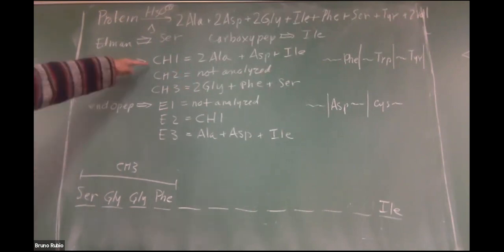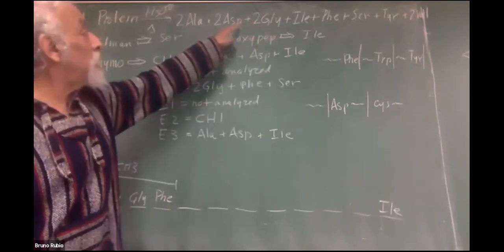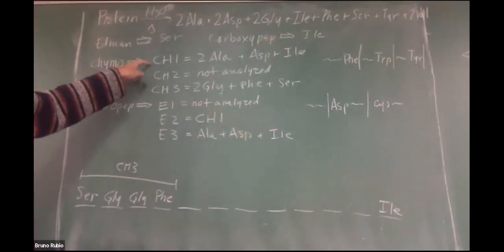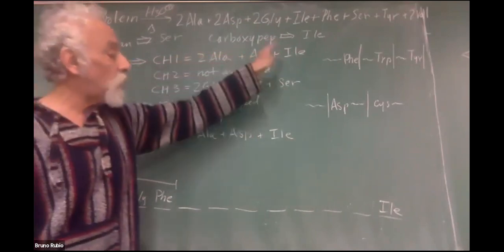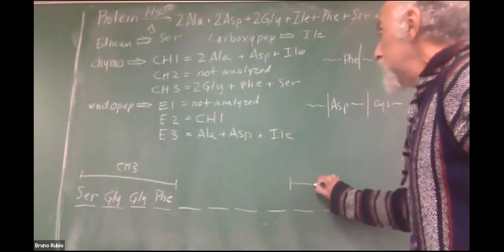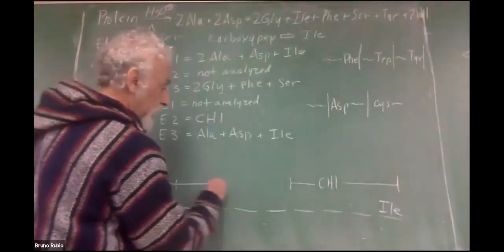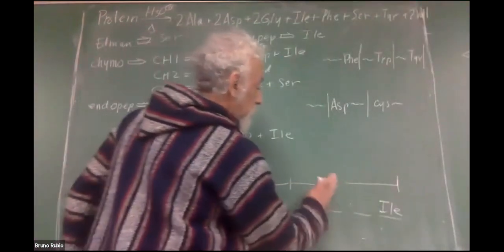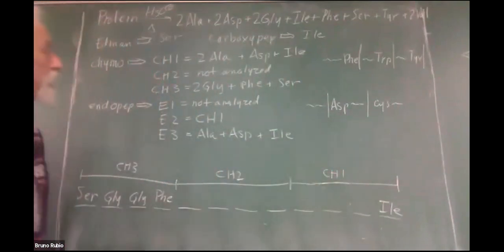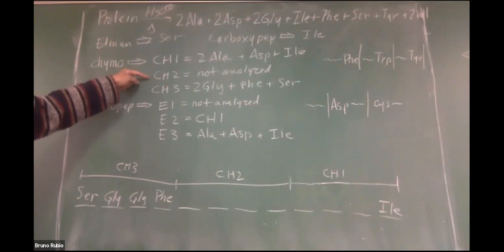Oh, CH1 has the isoleucine in it, right? And there's only one isoleucine, and we know where he lives. So this fragment CH1 is 1, 2, 3, 4 amino acids long. This must be the fragment CH1, and this is CH1. This must be the fragment CH2, which we don't have any information about, except that we know that it's a chymotrypsin fragment.